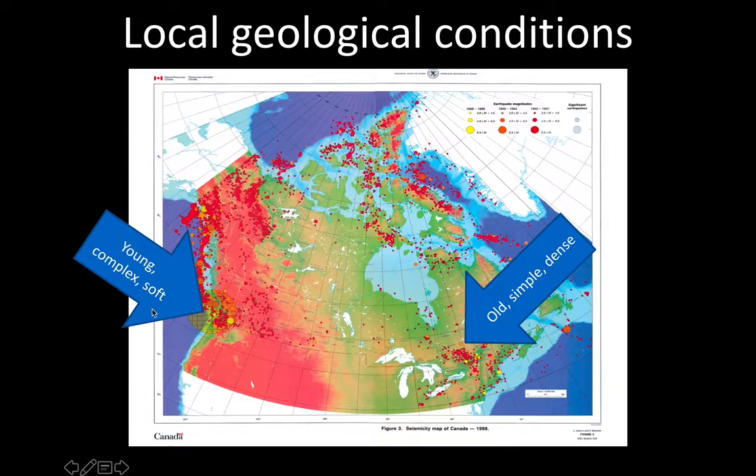Over here, this is relatively simple geology. It's a lot of limestones, a lot of basement rock, we call it, so metamorphic rocks and granites, things like that over here. The other thing is that you have a lot of different complex geology. When you go through here, you go through a lot of different kinds of geology. You're going to get slowed down at each one of those points.